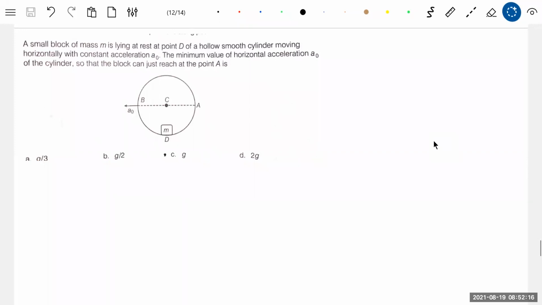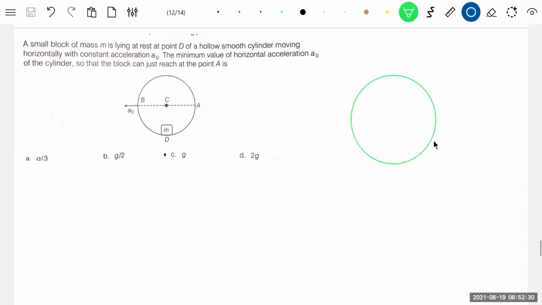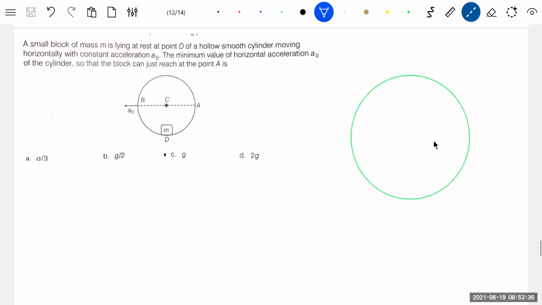Just reach at point A. All these are objective level questions that will be asked of you. Small thinking. This is the initial portion. You should just reach there, no? We'll see here now. Okay, the block is here. Just reach means what shall I do?